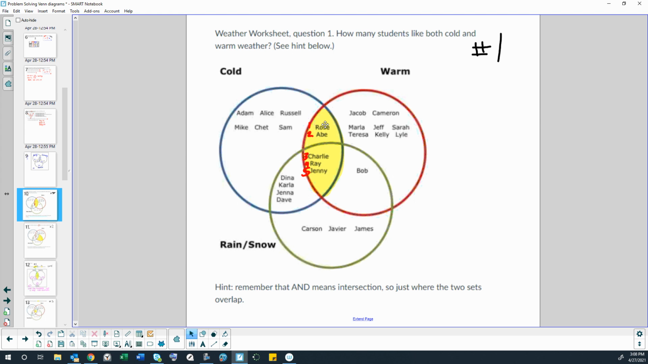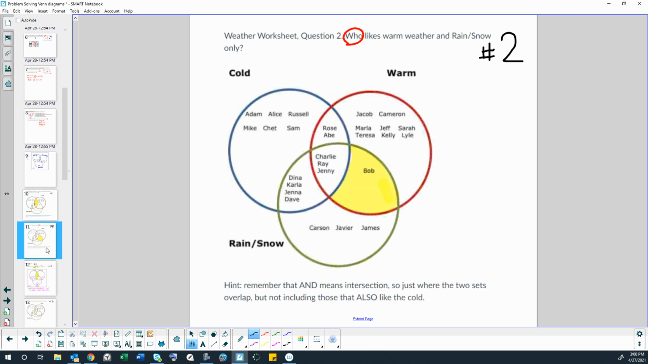Now, in some of these questions, we're actually naming the students, but in this particular question, all it's asking us for is a number. How many? So that would be 5.